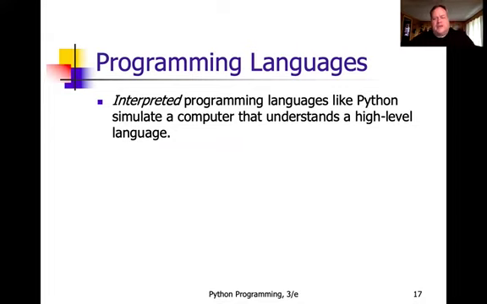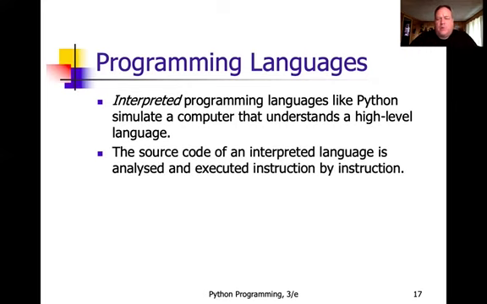Interpreted programming languages like Python simulate a computer that understands a high-level language. It actually converts it from this simplified Python type code down to something that makes sense and can be ported between different types of computers. The source code of an interpreted language is analyzed and executed one line at a time. Interpreted, one line at a time interpreted.